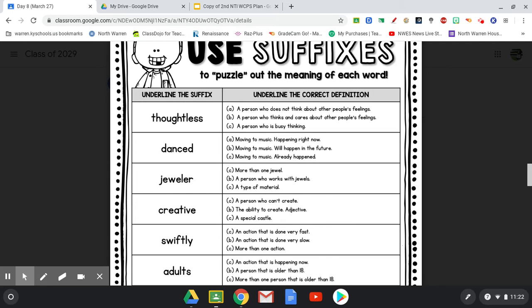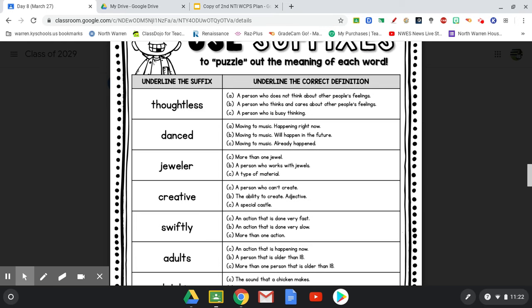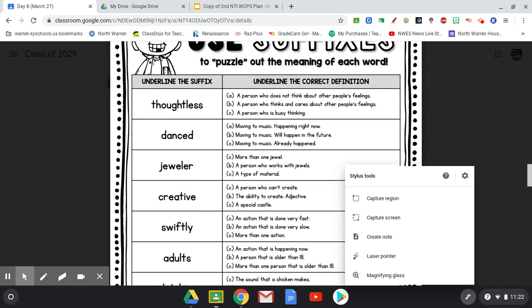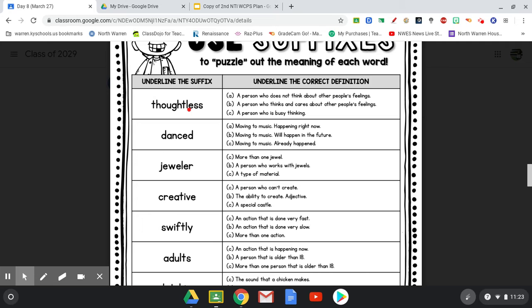And then what you're going to do is, on this side, you're going to underline the suffix. So like on this one, the suffix is less. And then you are going to choose the correct definition of this word.